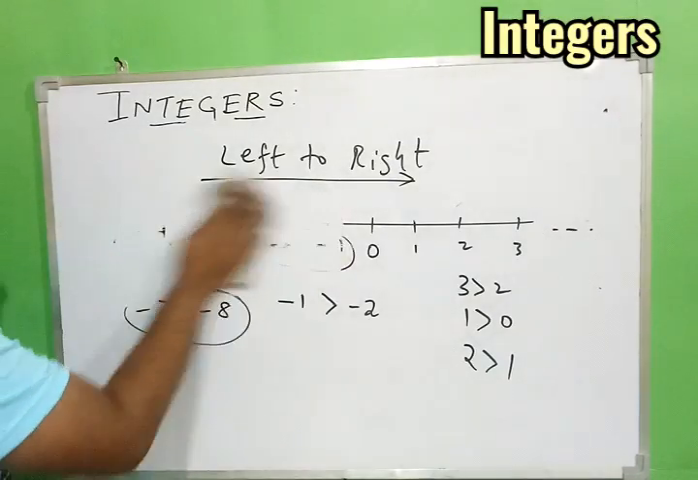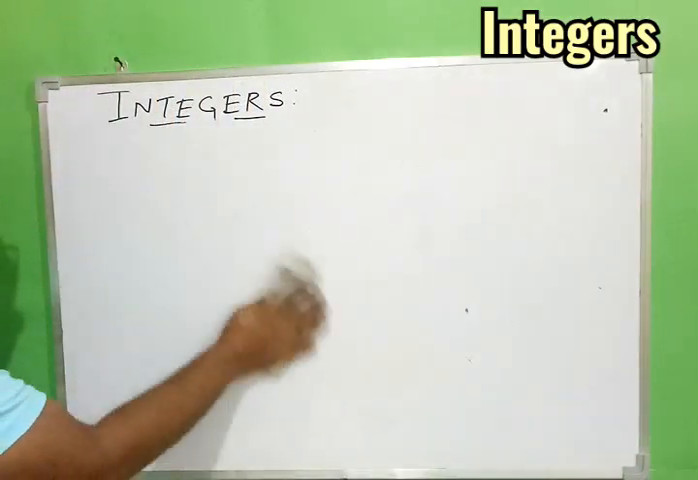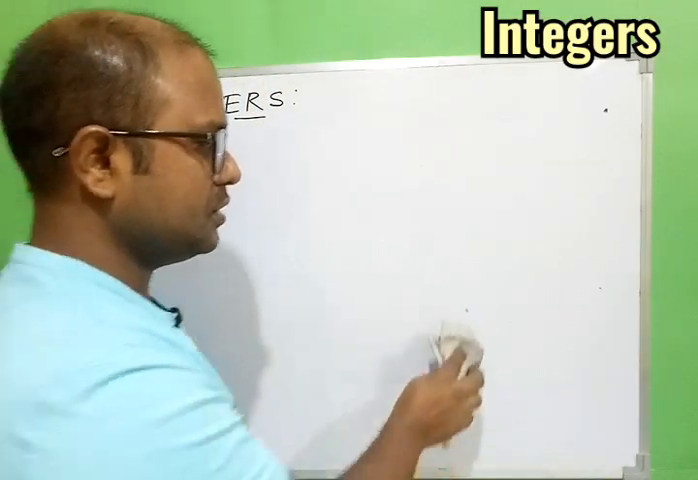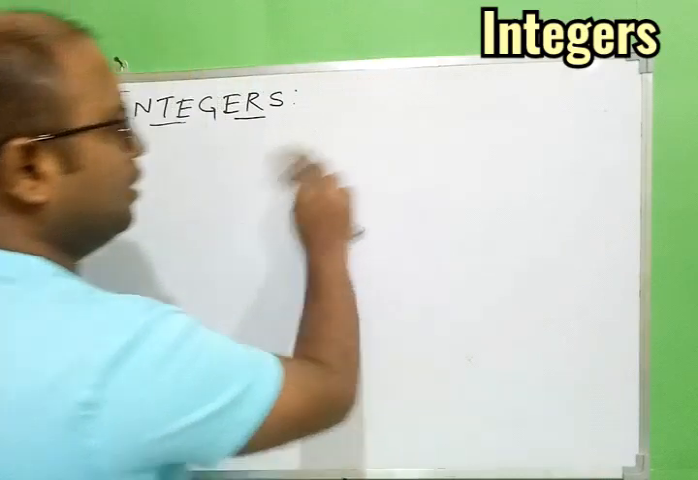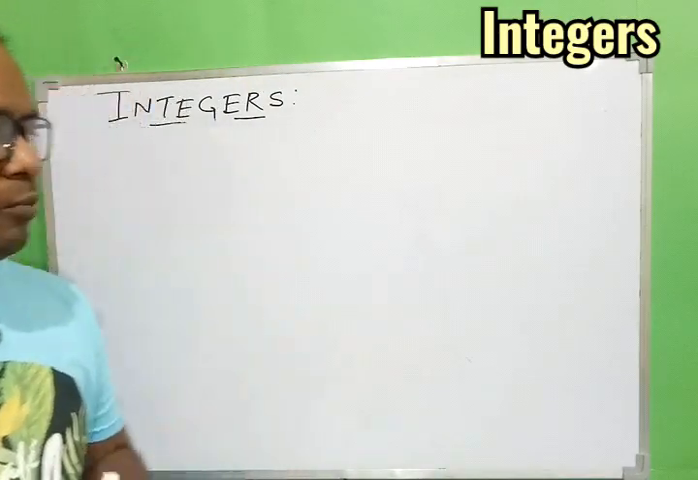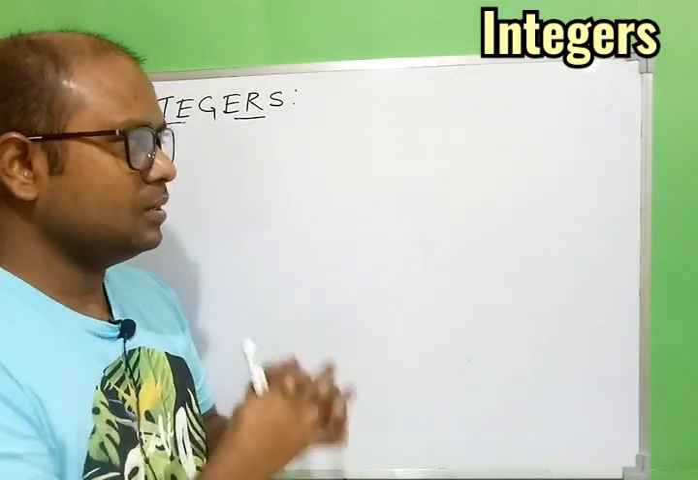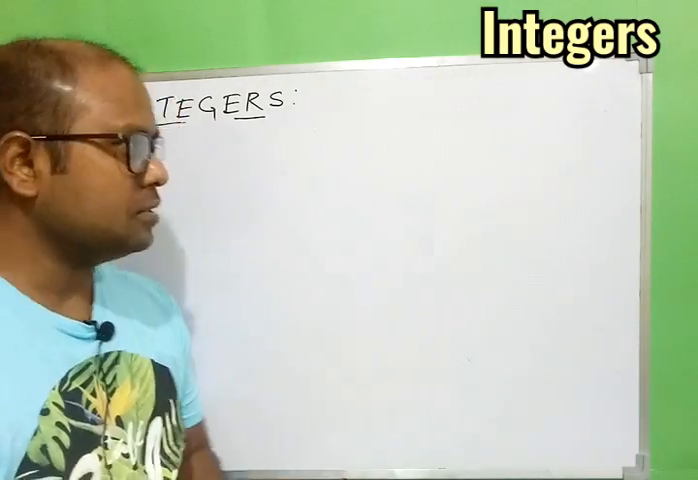So till now we understood that the integer is the collection of positive numbers, negative numbers including 0, and always when we are moving on the number line from left to right, the number increases, whether it is positive numbers or negative numbers.